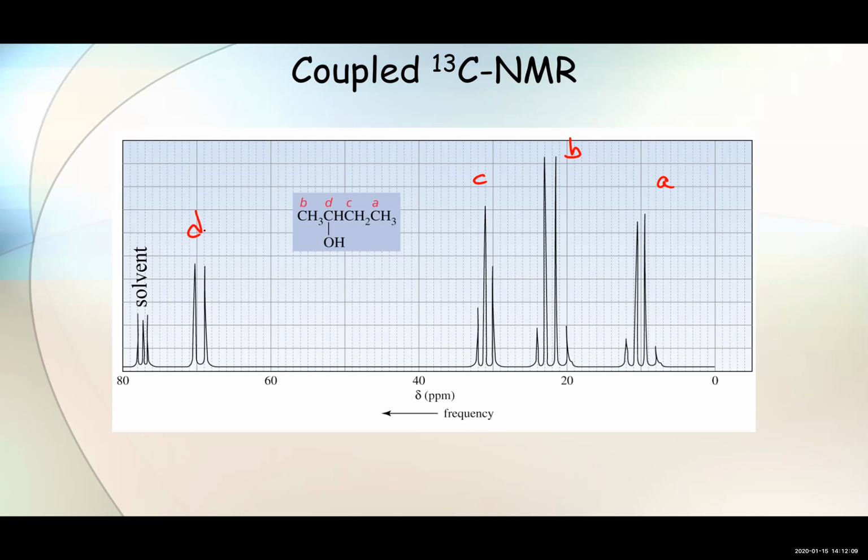How many atoms is it coupled to if it's a quartet? 3, right? So this is A. How many hydrogens are there? 3. This is a quartet. This is B, right? Same thing, quartet. This is C, 2 hydrogens on it, a triplet. And then D, which is this one, has 1 hydrogen on it.